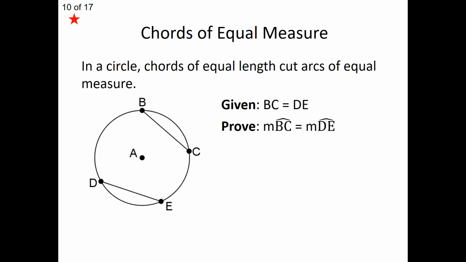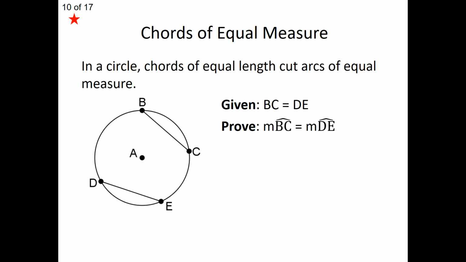There are some theorems we just don't have names for. We'll just go by the theorem number we find on the postulate theorem handout. In this case, the number is probably 9.3 or 9.4, somewhere around there, where we'll prove that chords of equal measure cut arcs of equal measure. So in a circle, chords of equal length cut arcs of equal measure.